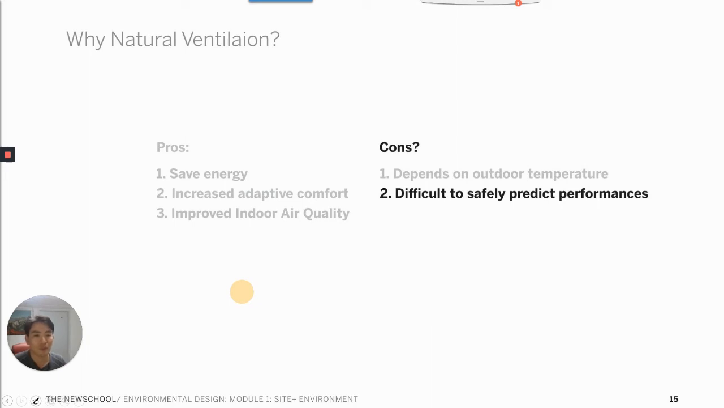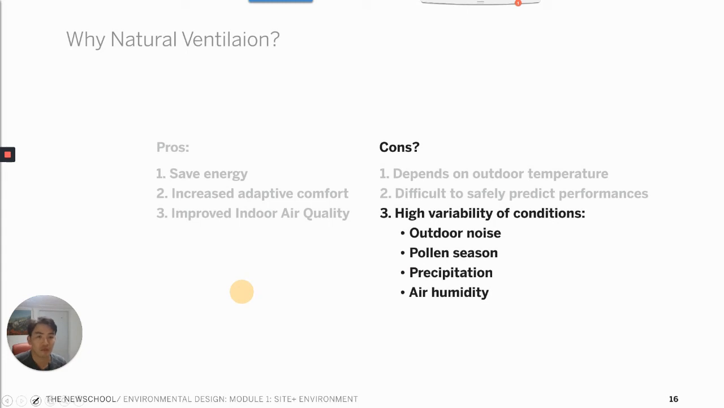Second, the movement of air is extremely difficult to predict. It requires a serious level of knowledge, calculations, as well as technology to control its movement, such as airtightness of the building. This is extremely challenging.